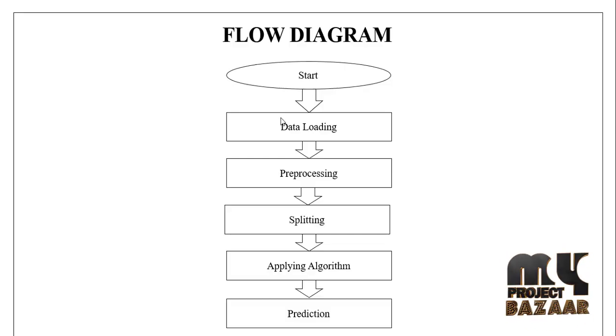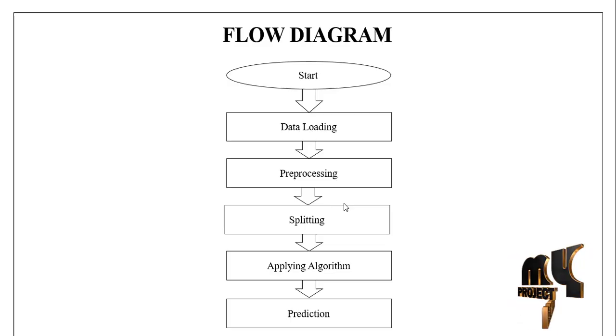First we start with the dataset, and the tool is Anaconda Navigator, Spyder. First we load the dataset, which is a smart home appliance dataset. After that, pre-processing: we check for missing values and apply label encoding and normalization. After that we split the data into 80% training and 20% testing. Next we apply machine learning and deep learning algorithms.